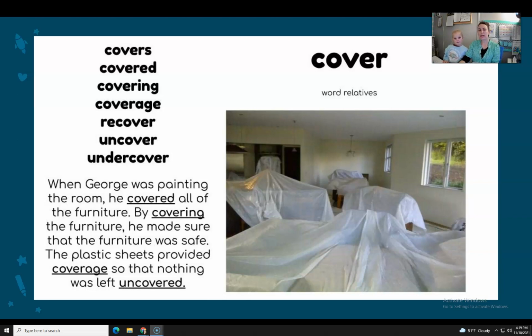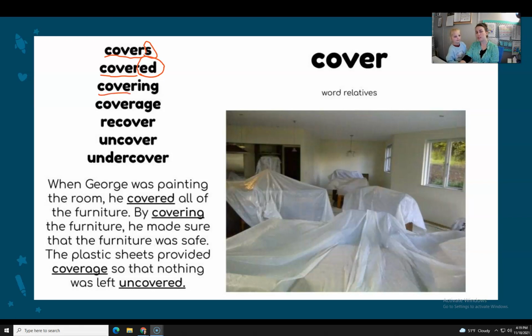My base word is what? Cover. And my suffix, I'm going to circle my suffix. Can you spell it? S. Good. So the whole word is covers. Can you say that? Covers. Very good. Let's try the next one. My base word is what? Cover. Good. I'm going to circle my suffix. Can you spell it? ED. Good. So this word is covered. Your turn. Covered. Good.